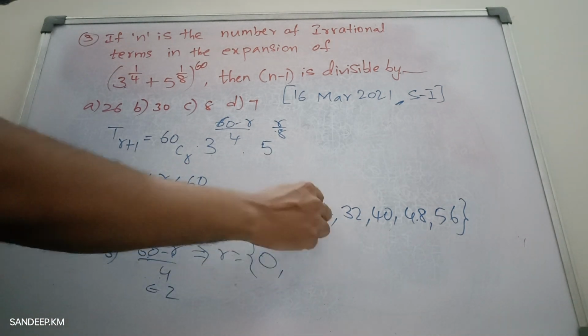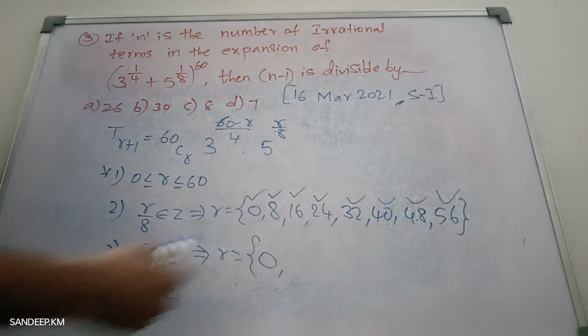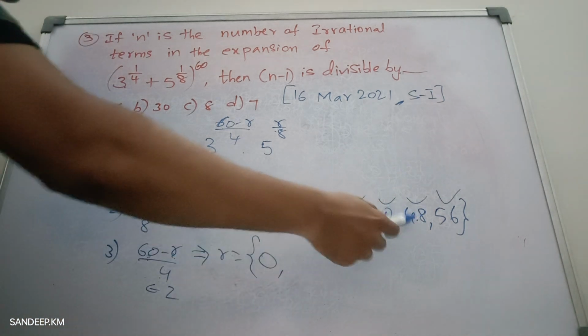Similarly, dear students, all values are accepted here. You can check with all the remaining values. Check with 40. 60 minus 40 is 20. By 4 is an integer. Check with 48.